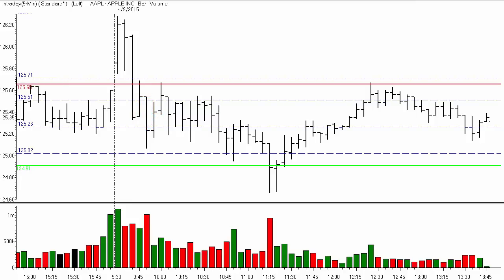Lots of other opportunities here over the course of the session. You see it's just swinging through those levels. And if you are a scalper follower, then this is the kind of day you love to be trading something like Apple. Let's look at the other trade that happened today.